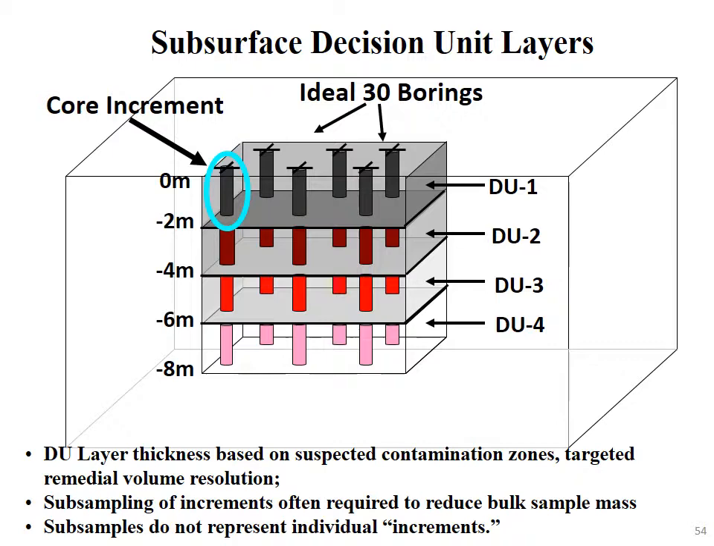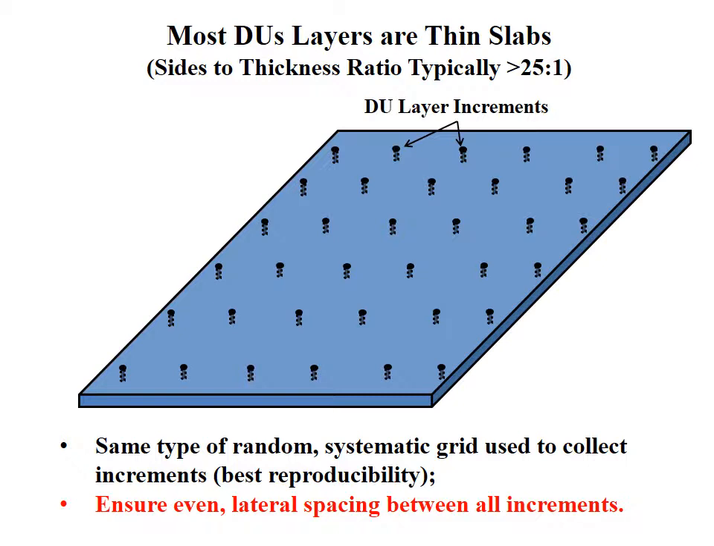Now, one quick point to think about. Most DU layers are thin slabs. When you look at the thickness of a DU layer compared to its width and length, it's really a slab. It's like a thin book. So it's really important when you're designating your increments or laying out your grid to collect increment points in a random systematic fashion, so that the increments are evenly spaced in all directions in a grid. And John will talk more about this tomorrow, some of the problems with uneven grids of increments or just random increments. Now the data aren't as reproducible.